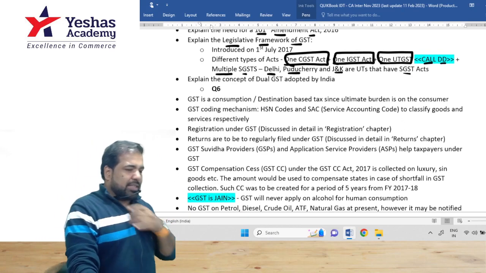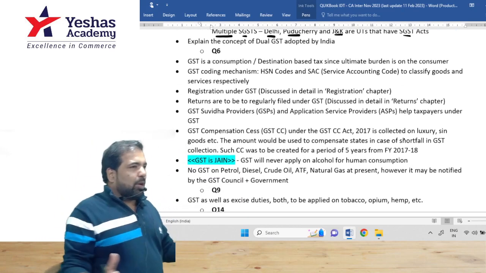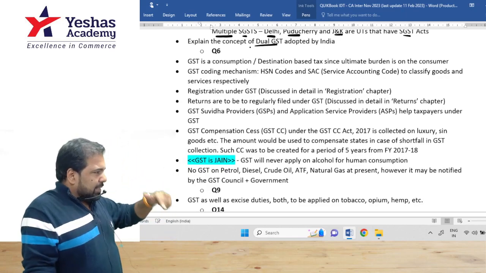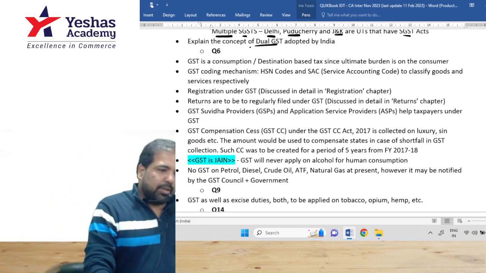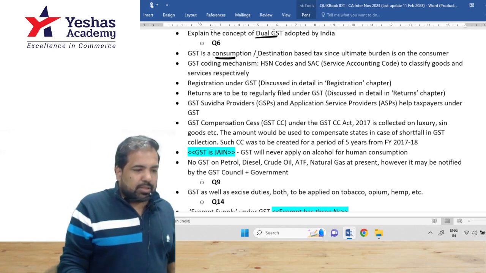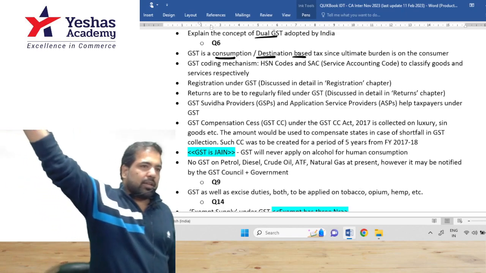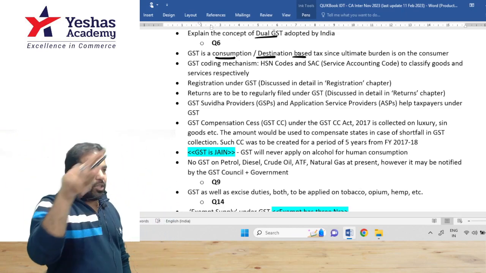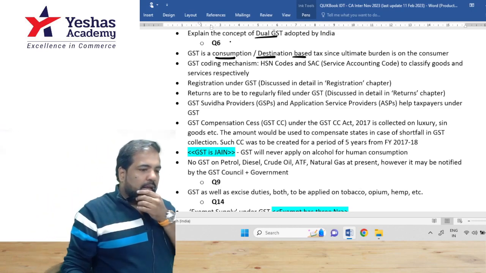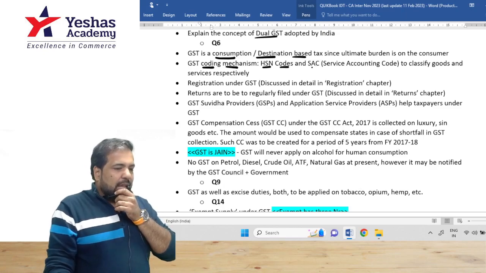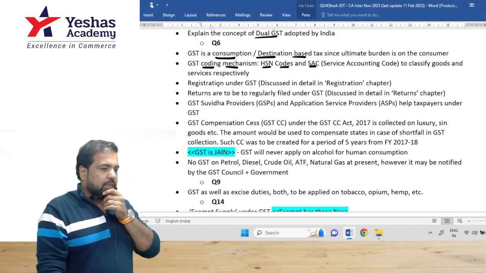Do we have a dual system of GST? Because India has what structure? Dual means the Centre and states both have the power to levy GST. Guys, is GST consumption based? Yes. Everyone in the chain, guys, gets credit except the last consumer. Do you remember the GST diagram from your handwritten notes? All right. Guys, is there a coding mechanism? Yes. There is an HSN code for goods and SAC for services.